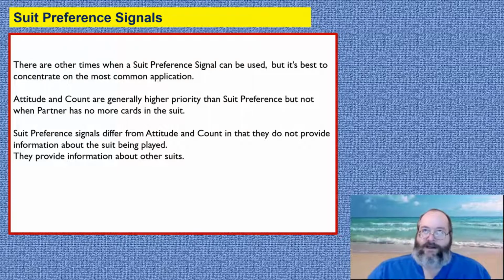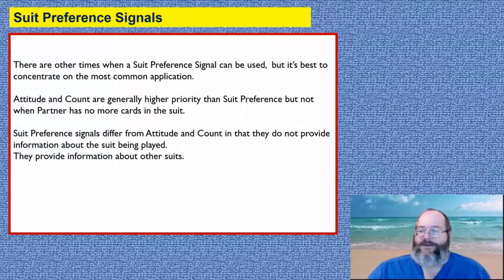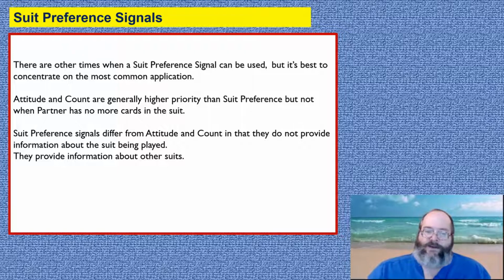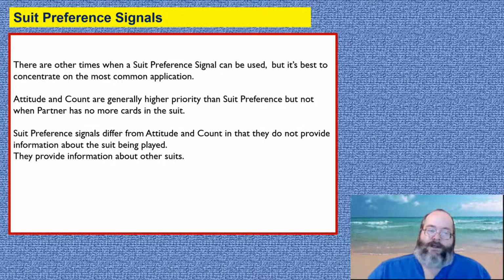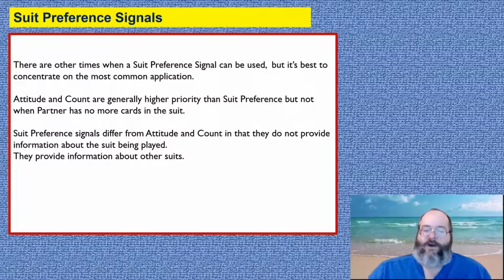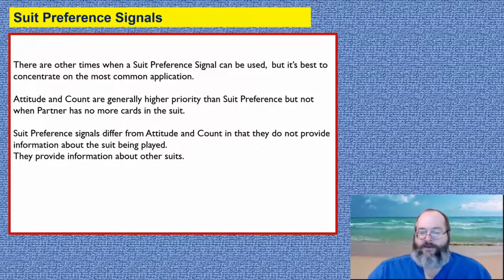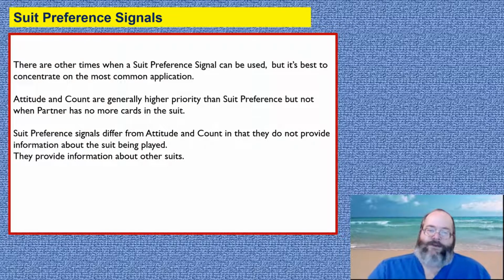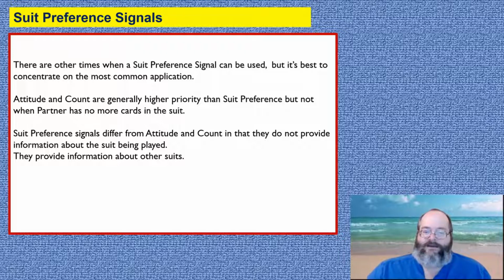After people understand and can enact suit preference signals, they start to see them everywhere. But attitude is a higher priority, and count is a higher priority, in the situations where you're working with them. Suit preference is further down the list, right? When attitude doesn't matter or count doesn't matter, then you're going to be able to give a suit preference signal. Suit preference will never be tops on the list.